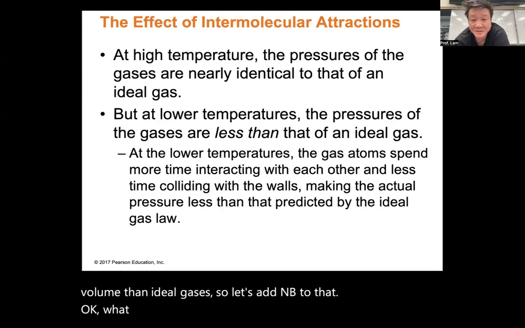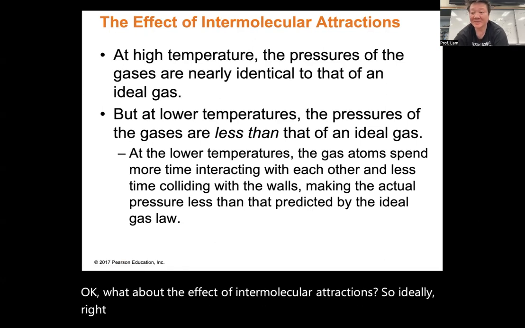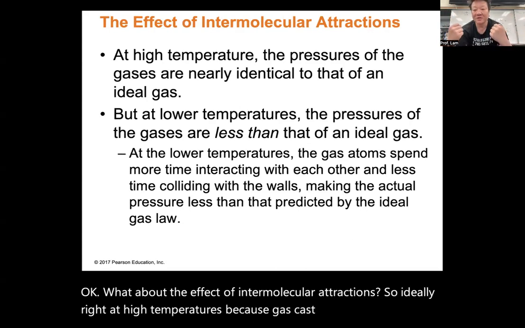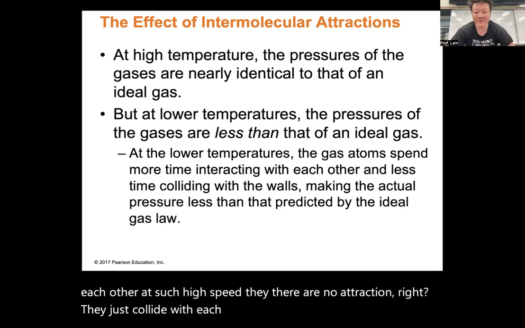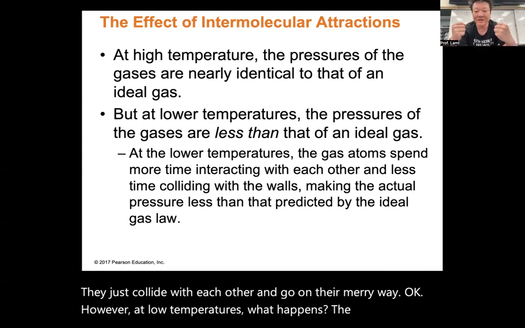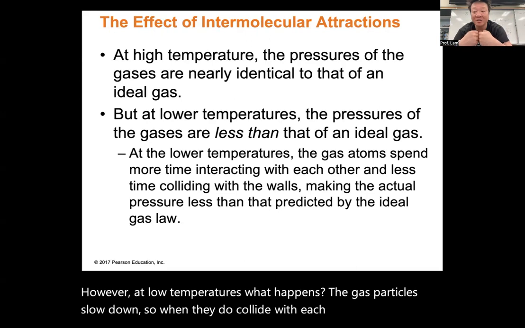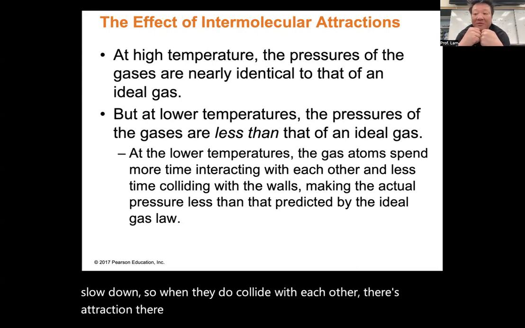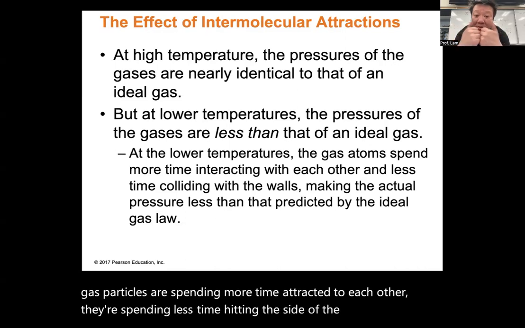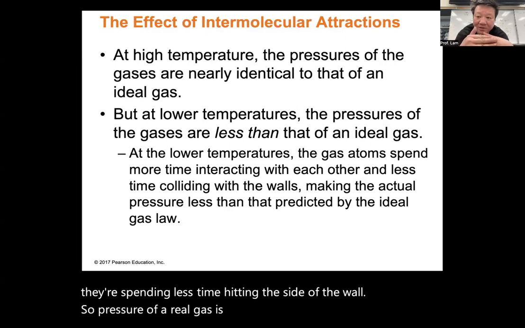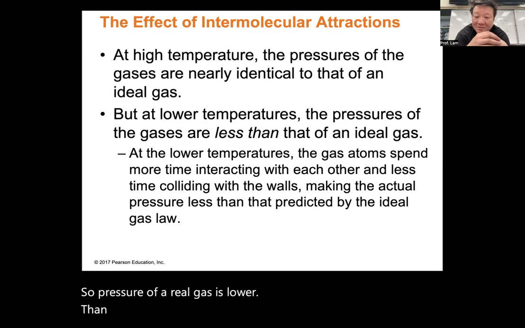Okay, what about the effect of intermolecular attractions? So ideally, right, at high temperatures, because gas particles collide with each other at such high speed, there's no attraction, right? They just collide with each other and go on their merry way. Okay. However, at low temperatures, what happens? The gas particles slow down. So when they do collide with each other, there's attraction there. So what does that mean for pressure? Well, if the gas particles are spending more time attracted to each other, they're spending less time hitting the side of the wall. So the pressure of a real gas is lower than an ideal gas, right?